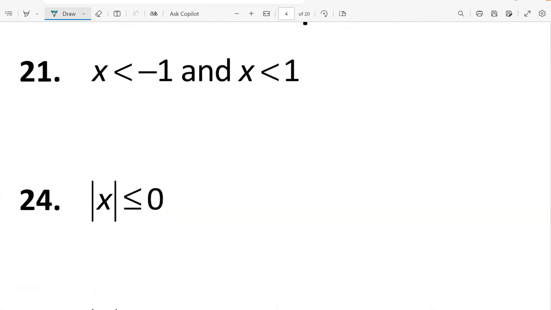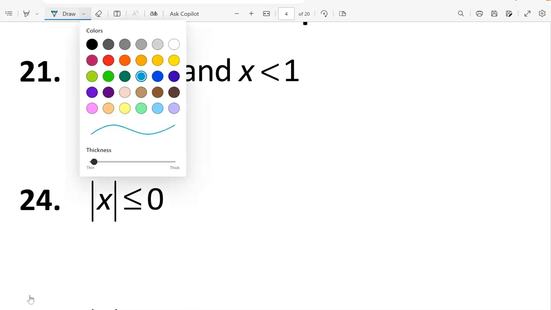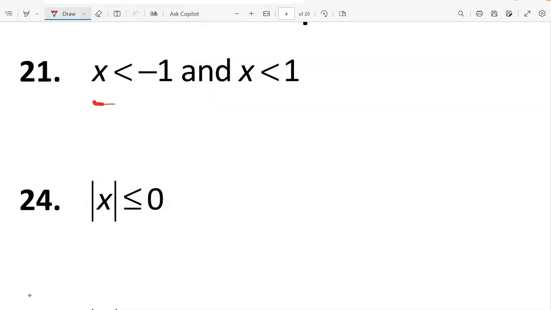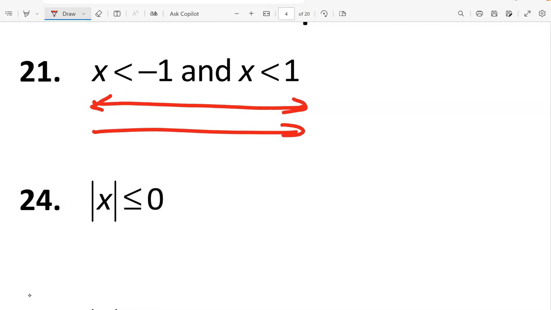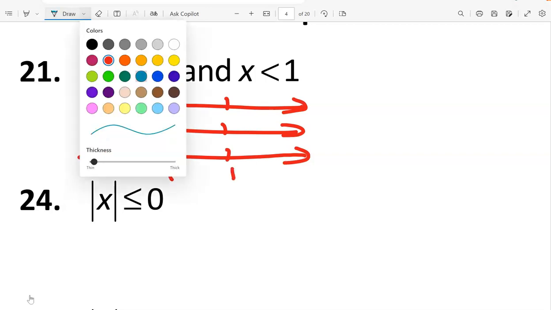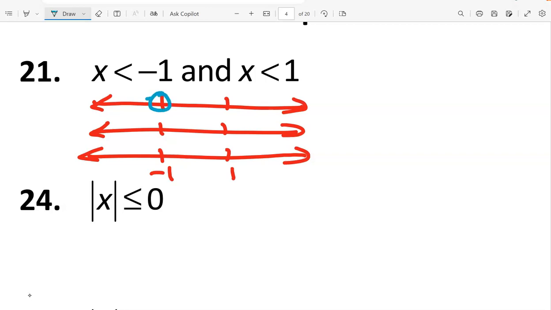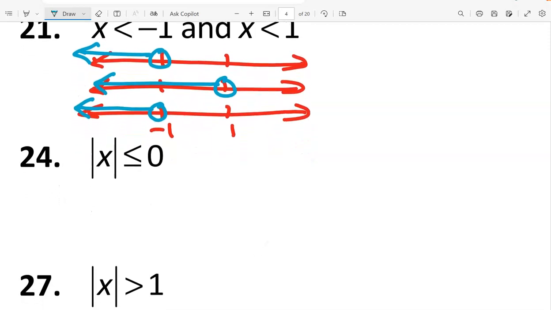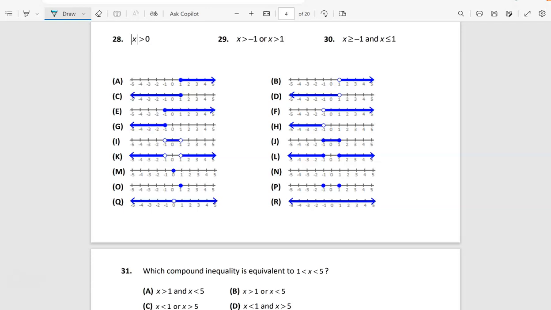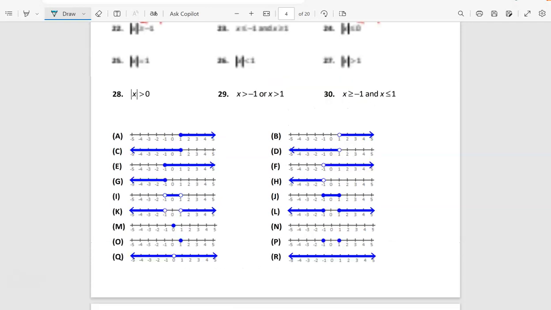For number 21, x is less than negative 1 and x is less than positive 1. We can make three number lines, and I want to put negative 1 and positive 1 on those number lines. On the first number line, we're going to graph x is less than negative 1. On the second, x is less than positive 1. And we're joining with the word and, which implies the intersection. So that would be everything to the left of negative 1, which corresponds to choice H.